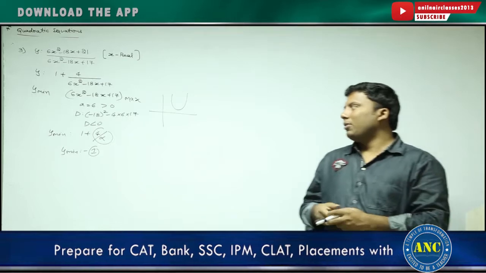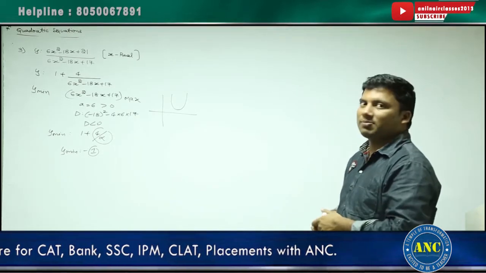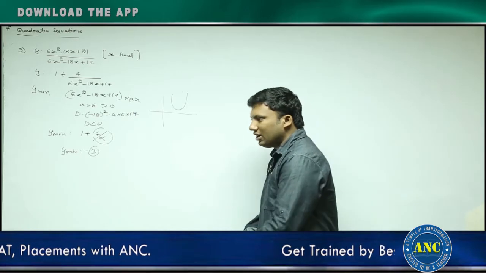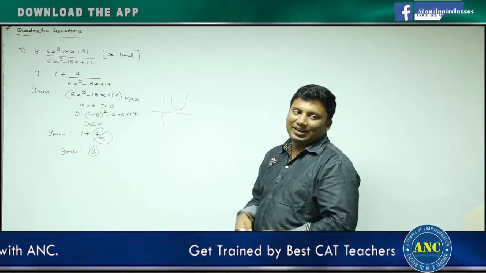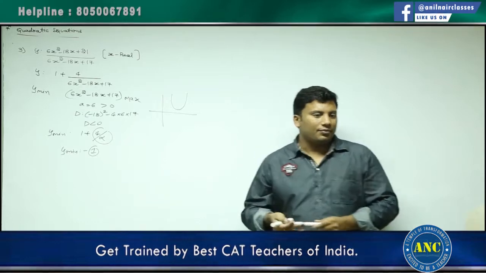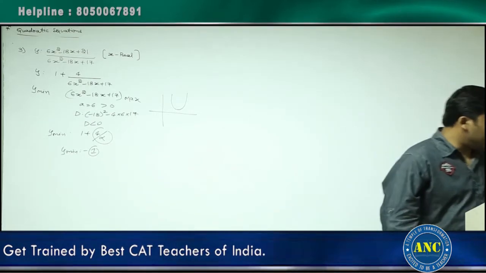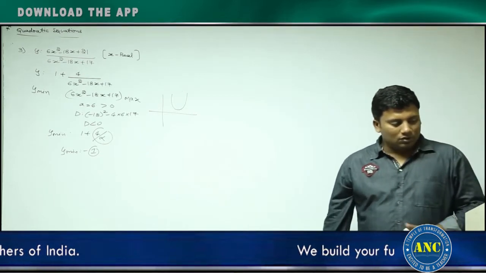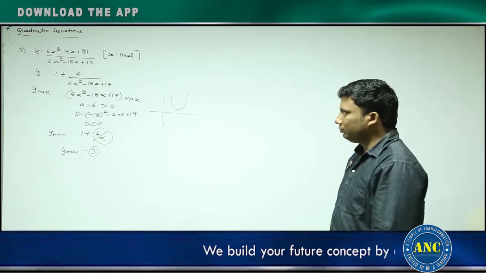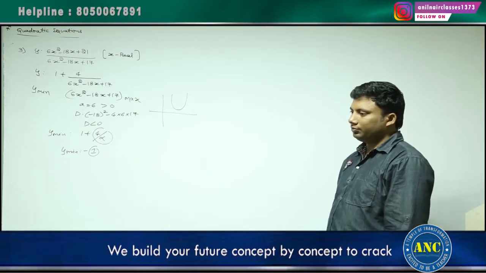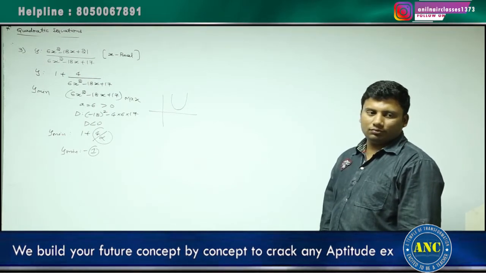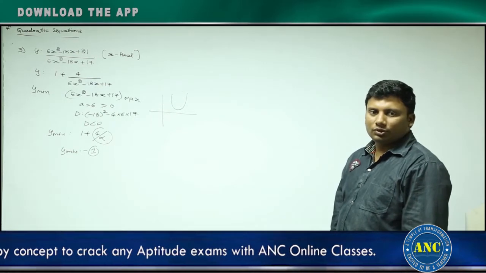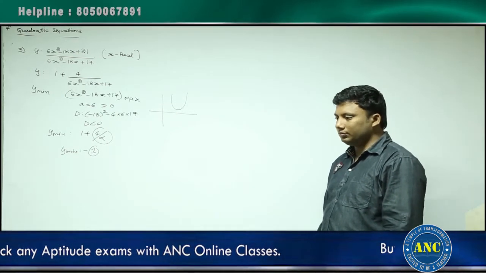For y to be minimum, 6x square minus 18x plus 17 should be maximum. An expression is always positive when a is greater than 0 and d is less than 0. A is greater than 0 and d is less than 0. Idea clear? Third question.